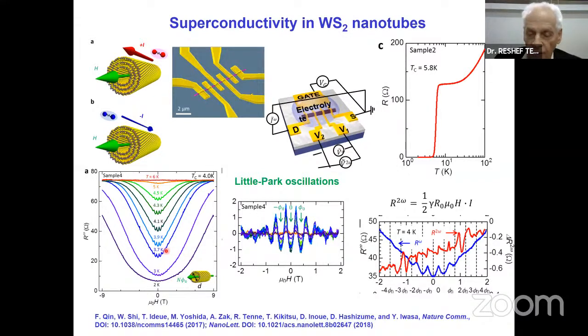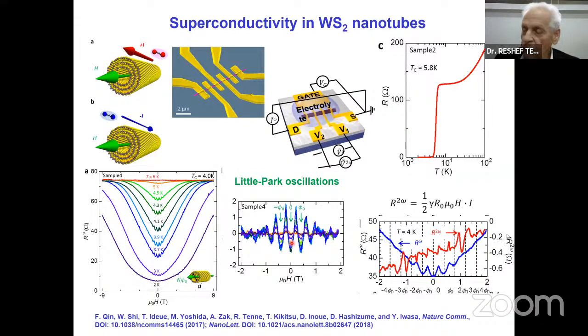So basically, the pairs, the Cooper pairs, they do a coil motion through the nanotubes. So it's a spiral motion coherently. So they have to be in phase when they go in, and they go out the same phase. So they have to be at the same phase, and consequently there is an interference as a function of the magnetic field.